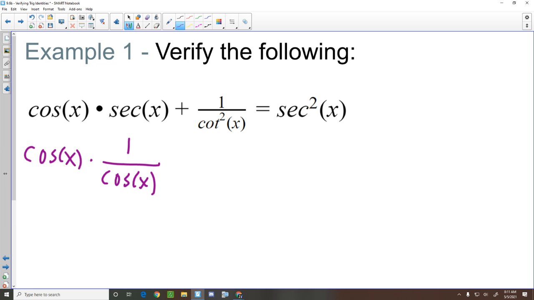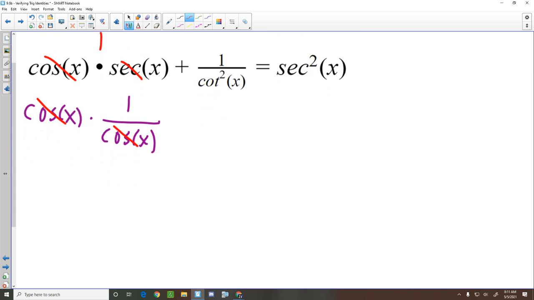Just like with a fraction. Remember when you multiply a fraction times its reciprocal, it cancels out into 1? That's the same idea with these trig identities. If you multiply any trig function times its reciprocal, they essentially cancel out and equal 1. I've got a cosine on top, a cosine on the bottom. And so what I'm left with now is 1 plus 1 over the cotangent squared of x.